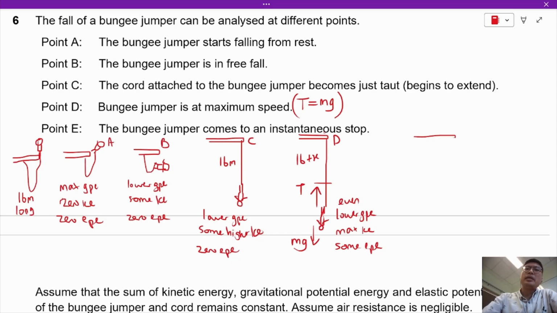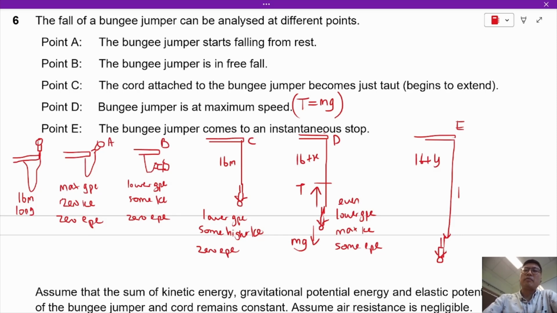Now, at point E, the bungee jumper comes to an instantaneous stop. At this point in time, it's 16 plus X plus Y. We don't know how much, or maybe you just put 16 plus Y. We don't know how far it is right now, okay? But this is where the bungee jumper reaches a stop. After that, he's going to bounce back up.